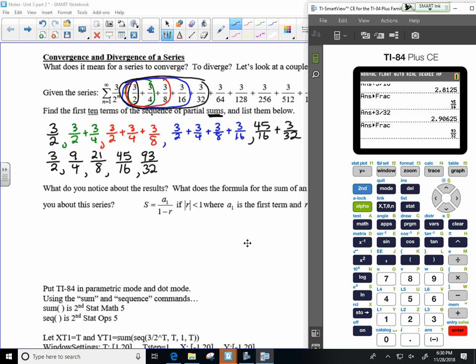All right, so add the next value. Now I'll just do it exclusively on the calculator. 3/64. So the top number in my sequence is staying the same. The bottom number is getting smaller and smaller. So maybe that has a role to play in this. Enter. 189/64.